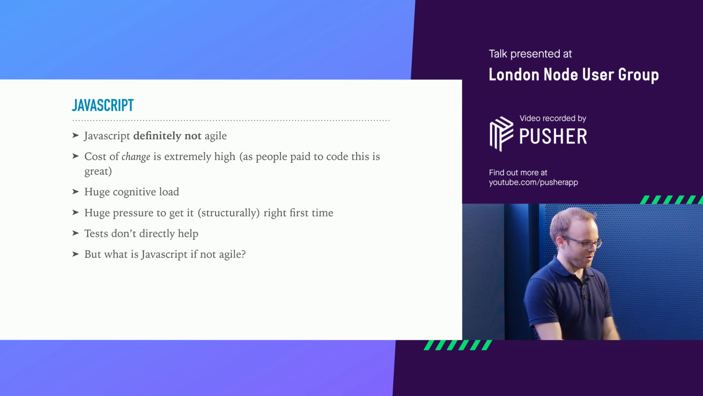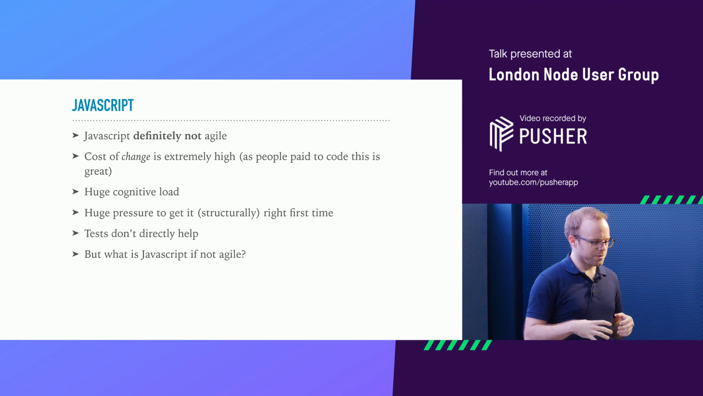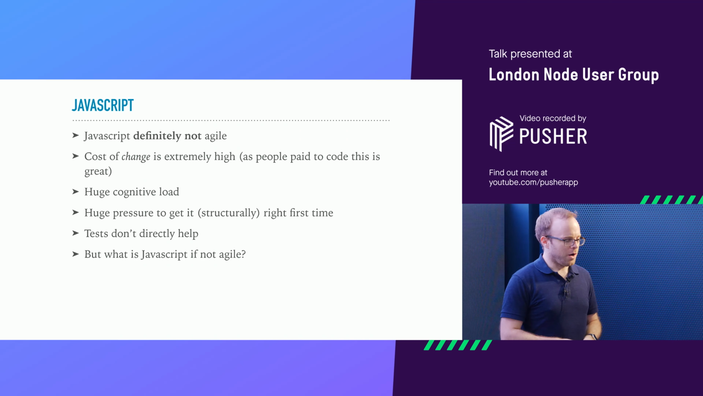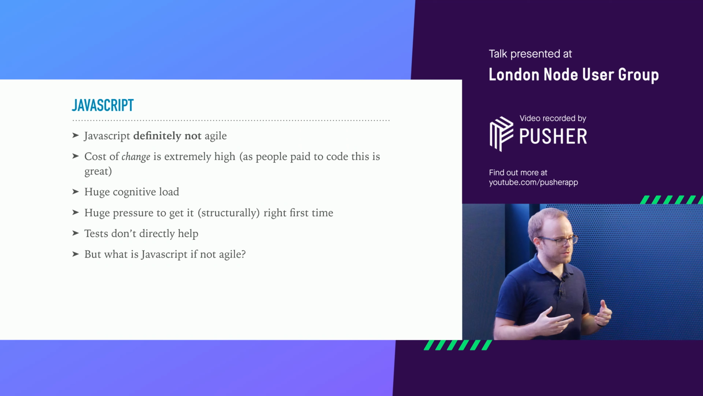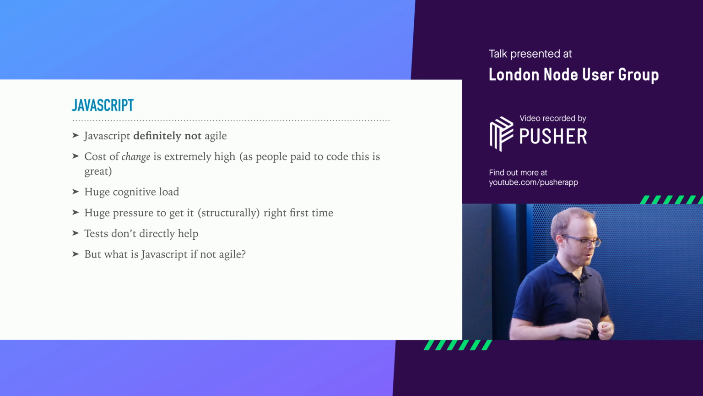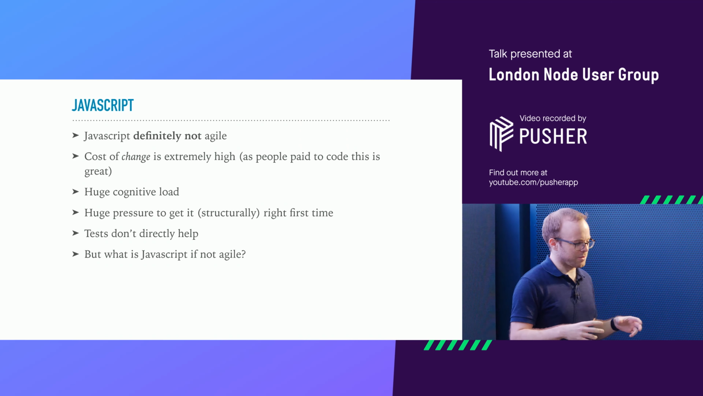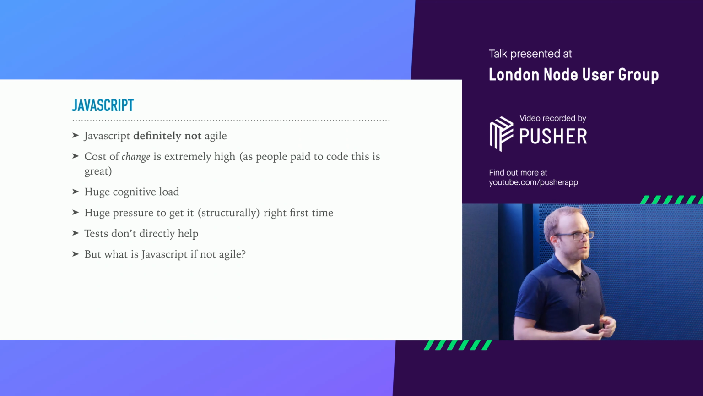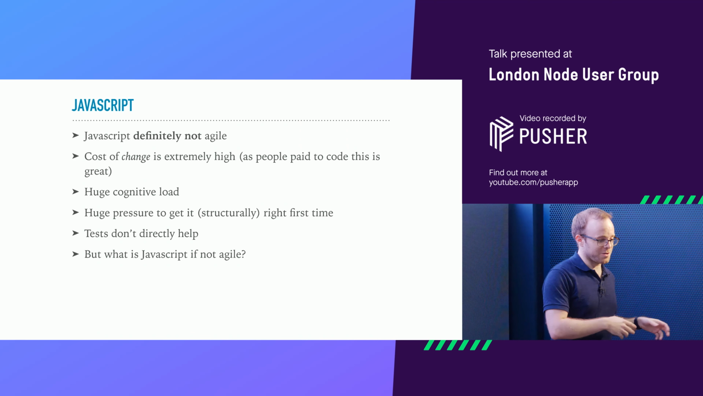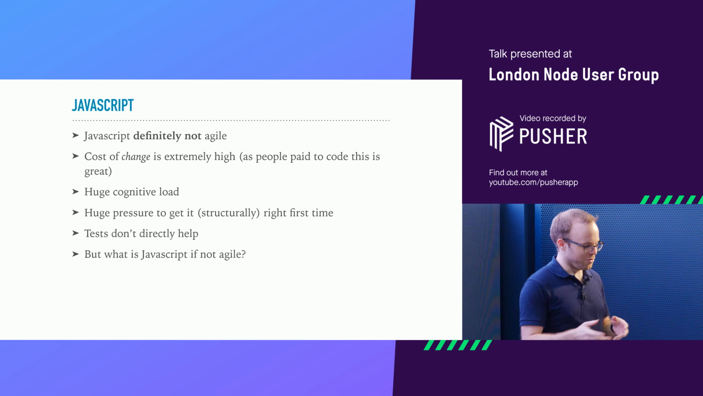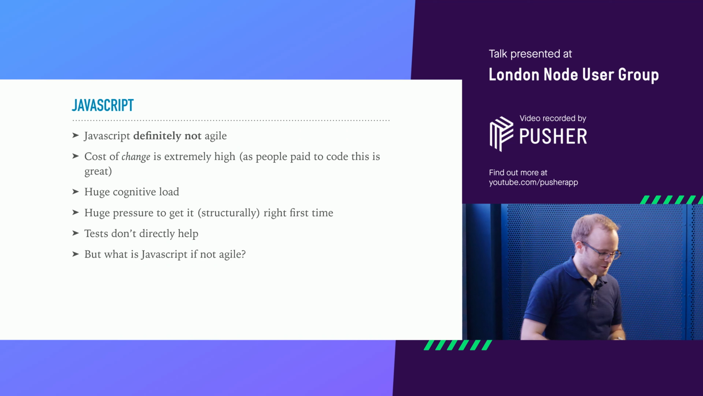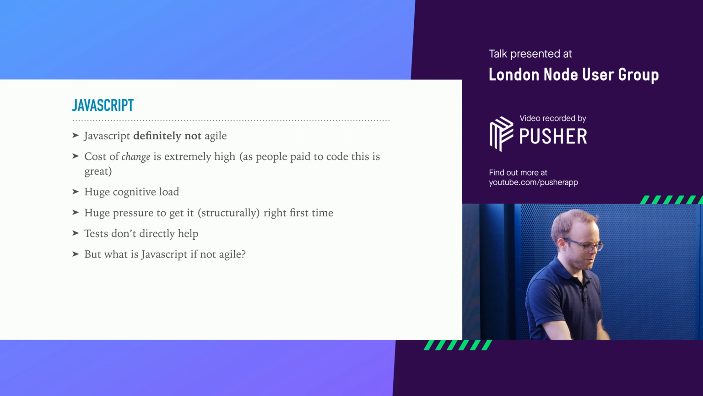There's a huge cognitive load and a huge pressure to get the structure of your application, or whatever you're building, right the first time. And that's something tests don't really directly help with. Tests kind of help within the context of a particular structure, that it does an expected behavior given expected inputs. But they don't really help us if we decide, oh yeah, we've messed this up, we need to really change it. You basically delete the test and create new tests. You delete the code, you create new code. You basically start again.